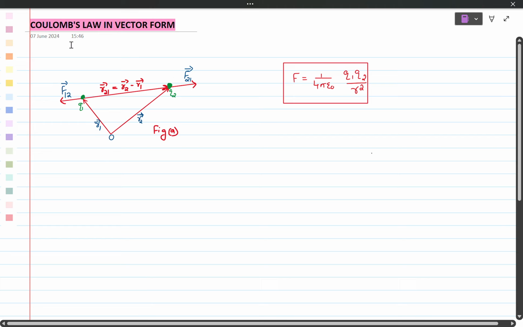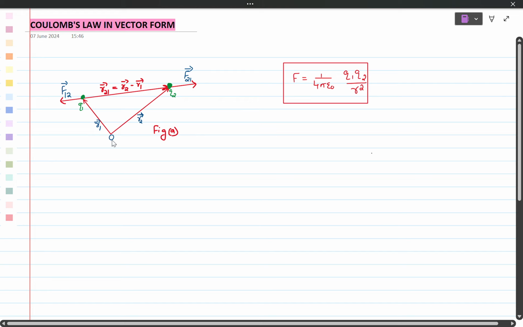Coulomb's law states or explains the electrostatic force between two stationary point charges, and this equation represents Coulomb's law. F is equal to 1 by 4 pi epsilon 0 q1 q2 by r square. Since this force is a vector quantity, we can express Coulomb's law in vector form.